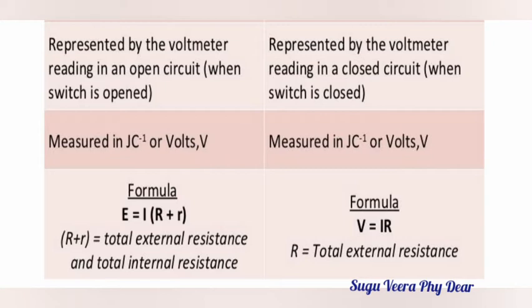And EMF, fourth point, formula: E equals I open bracket capital R plus small r close bracket. Here capital R plus small r is the total external resistance and total internal resistance. External resistance is capital R, internal resistance is small r. And fourth point of potential difference: V equals IR, R equals total external resistance, I is current.